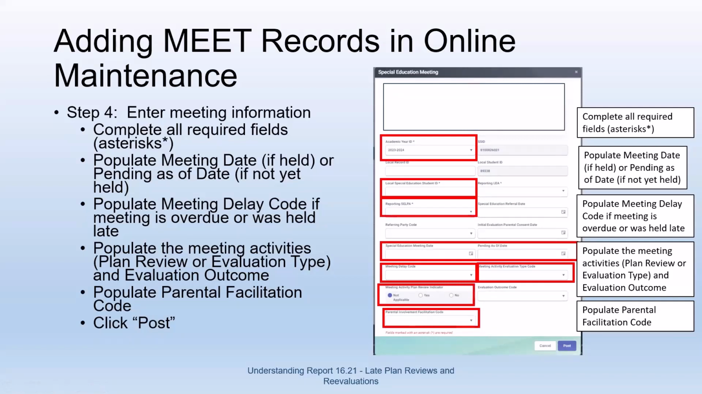The one thing that I did want to remind everybody though is your special education meeting date and your pending as of date are going to drive the selection of the academic year field. Okay, so if I'm entering in a historical meeting from the 22-23 academic year, I'm going to need to adjust this academic year ID to 22-23.